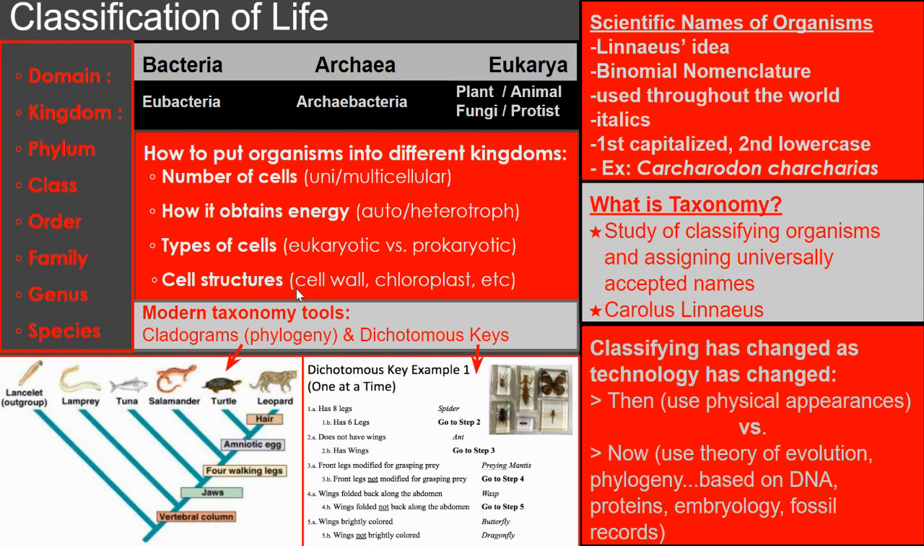The last thing is cell structures that can give us an idea of what category an organism goes into. So, one example of a type of cell structure we might look for is a cell wall.